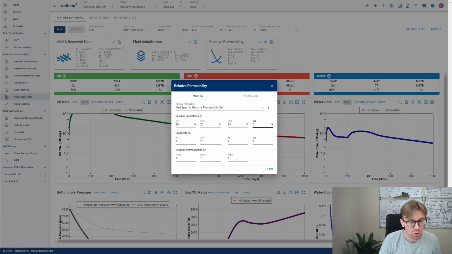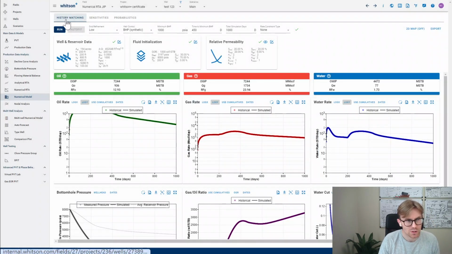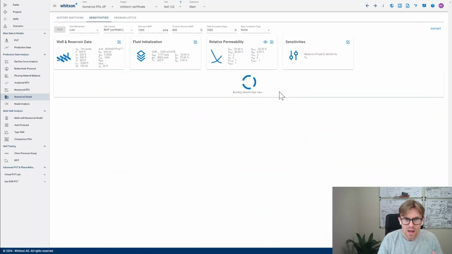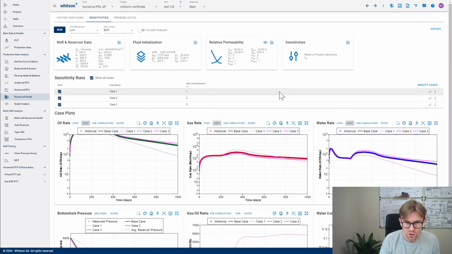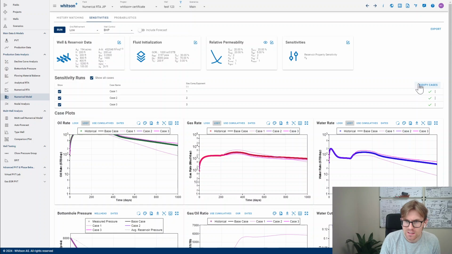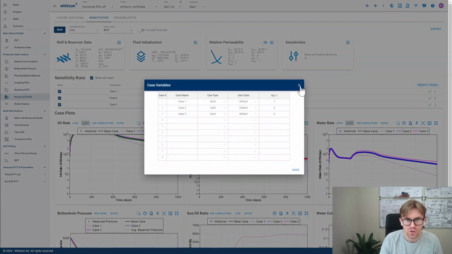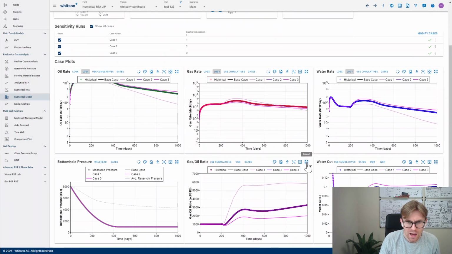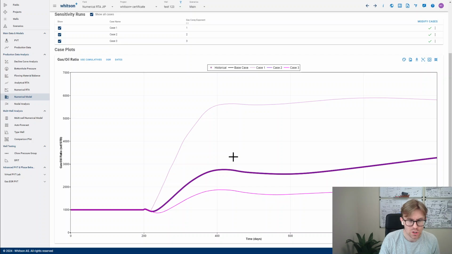The rest of the tips you'll find in the cheat sheets, and I encourage you to go into Whitson Plus, go to the sensitivities feature, and play with the rel perm parameters yourself. Pick a rel perm parameter that you are curious about for a fluid system that you are curious about, define a set of ranges for these parameters, bulk run them, and see how they impact your producing GOR, and build this intuition yourself.